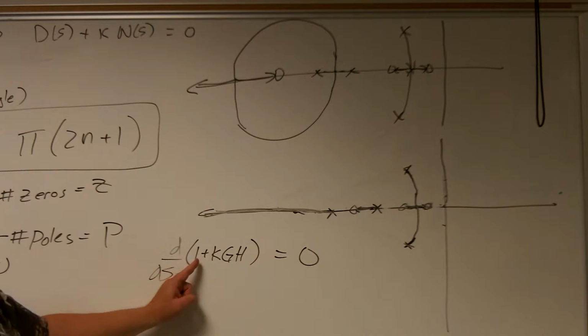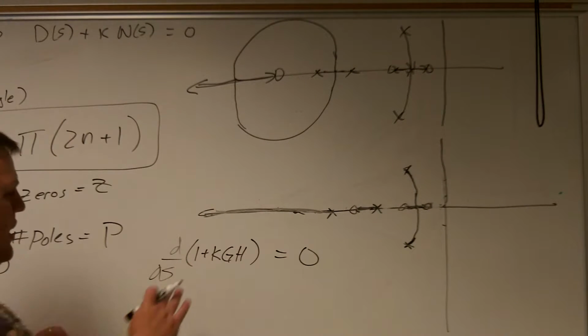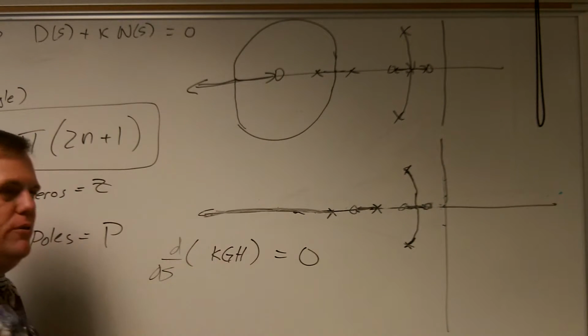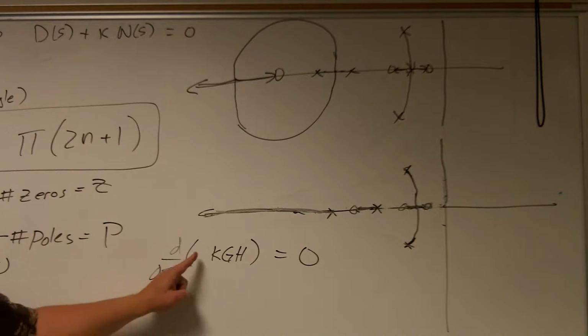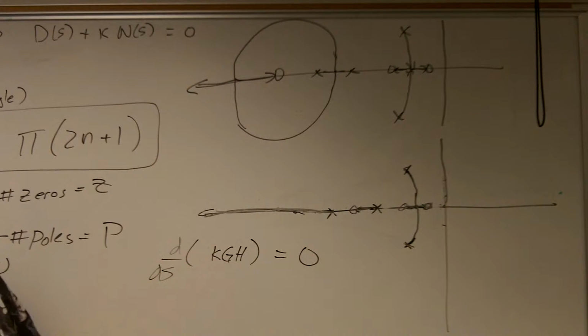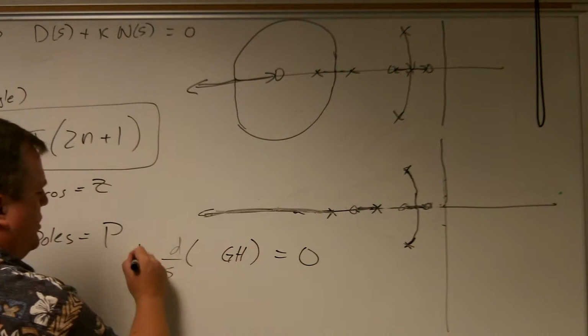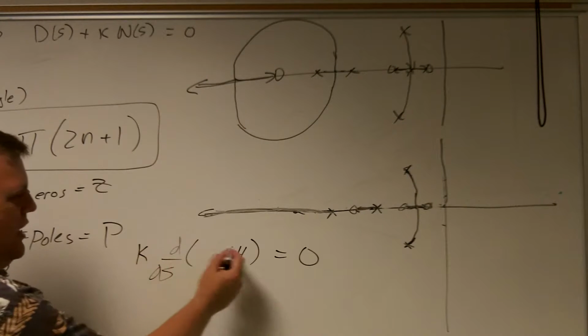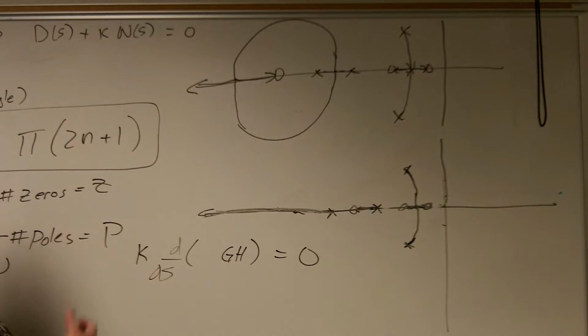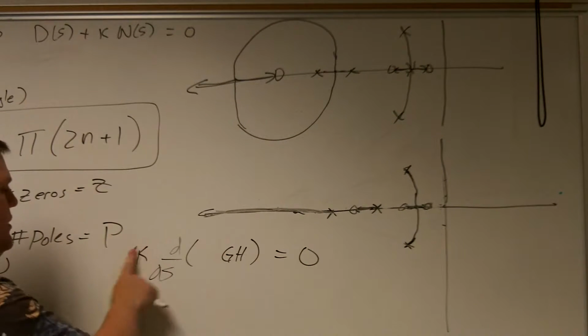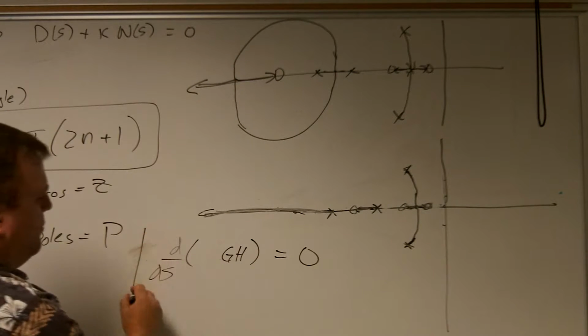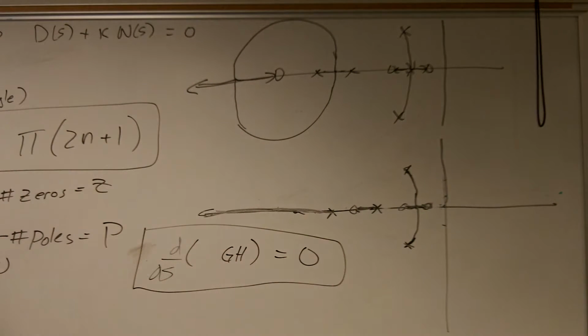Now, the derivative of 1 is 0, so most people just leave that off. If you do the derivative of k times G times H, and k is a constant, you can pull the k out. But then k times this derivative equals 0. Do you need k? So this is what almost everybody gives you as the rule.